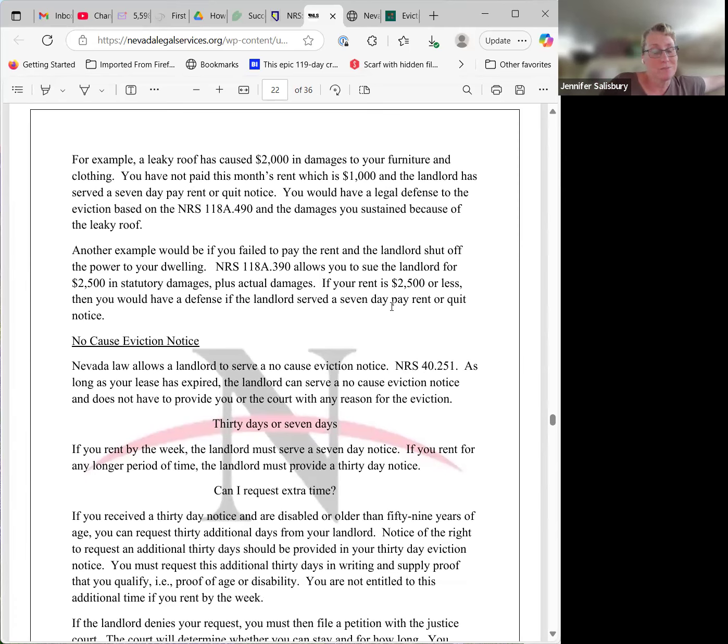5-day unlawful detainer notice. After the 30 or 7-day notice expires, the landlord must serve a 5-day unlawful detainer notice to proceed with a summary eviction. The 5-day unlawful detainer notice must advise you that you have 5 judicial days to either move or file an affidavit with the justice of the court. And if you file an affidavit, then you have an additional 5 days to file information contesting the eviction.